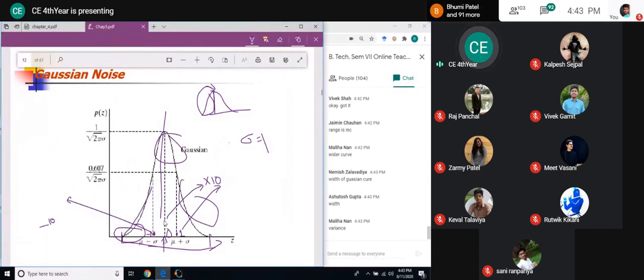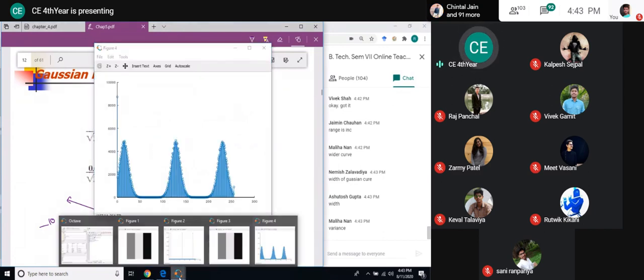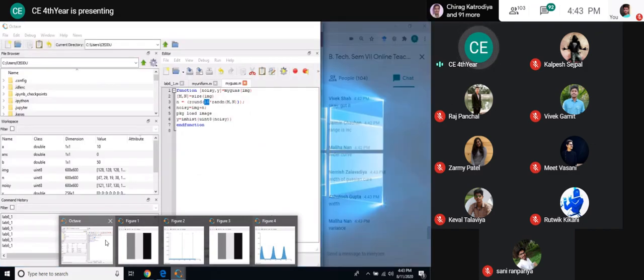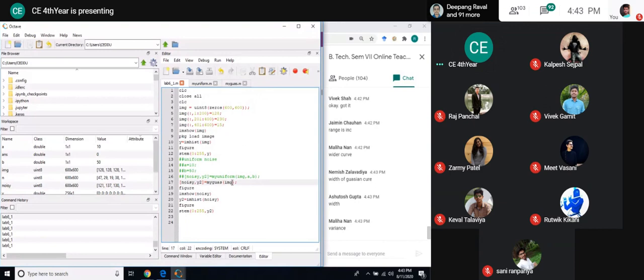This is zero, right? The width will increase. What is the meaning of that? The variance from the mean will increase. So 10 is actually your variance. So if someone says I want to generate the variance sigma, I should provide my variance here. I'm providing it 20. Let us see how it works.